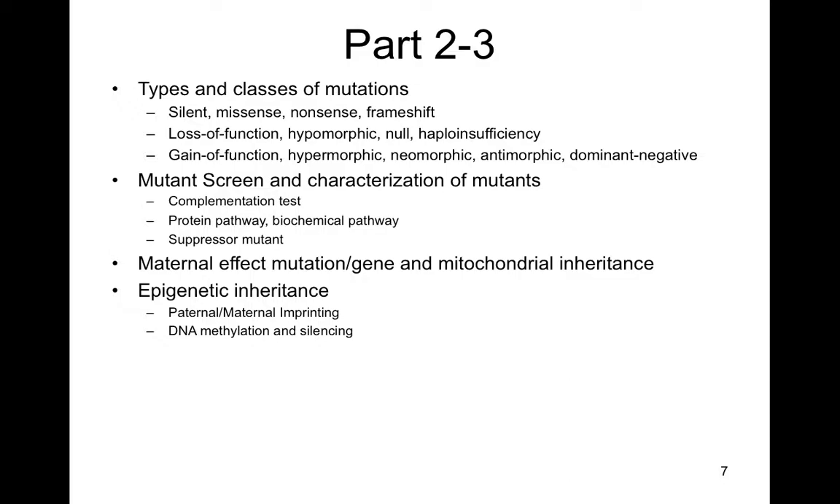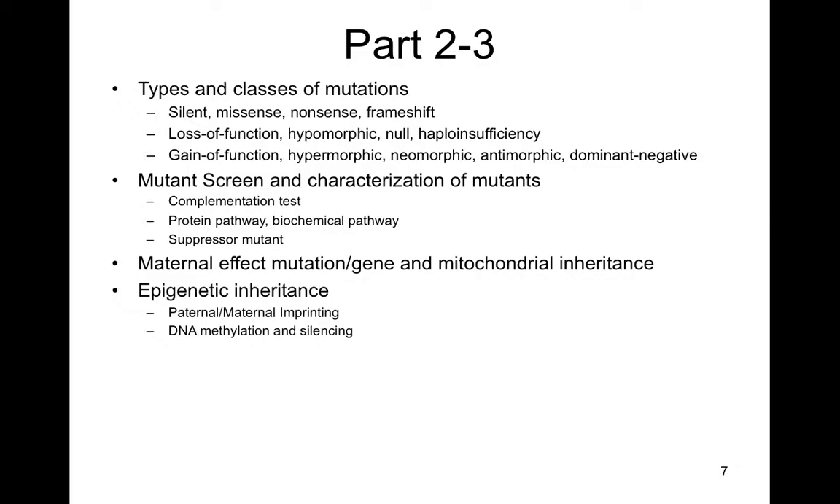And finally, a suppressor mutant is a mutation that suppresses an original mutation. So if you have an original mutant and then you add in a second suppressor mutant, the two together can restore the wild type phenotype. So the suppressor mutant restores the wild type phenotype from the original mutation. And make sure you understand maternal effect, mutation in gene, and mitochondrial inheritance, and how they're similar and different.